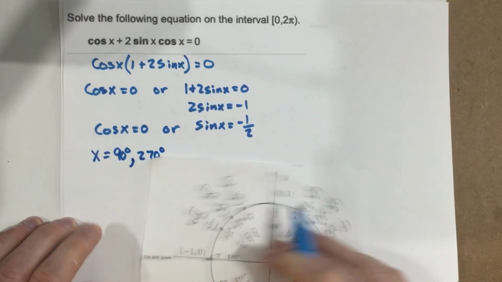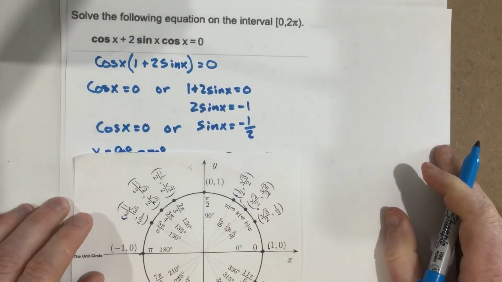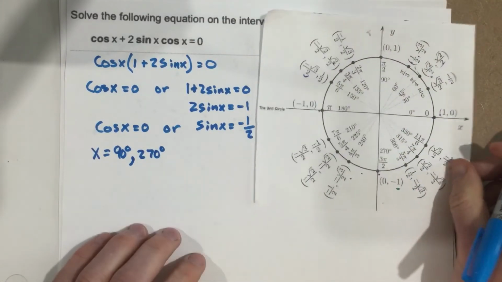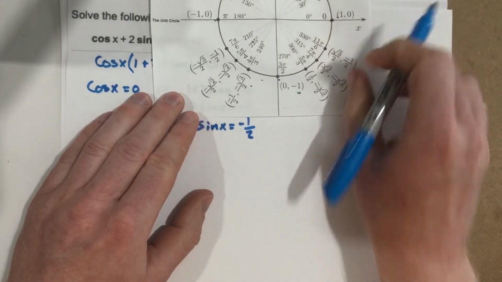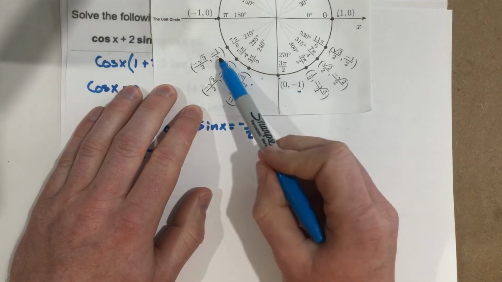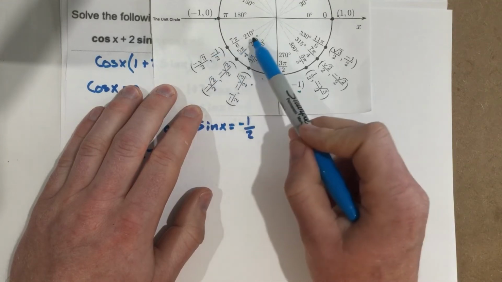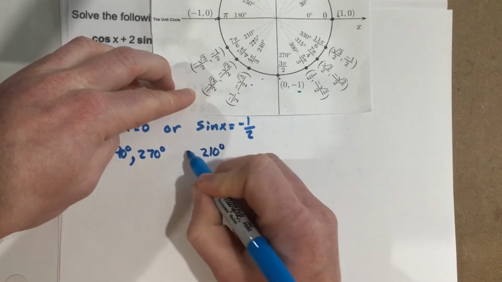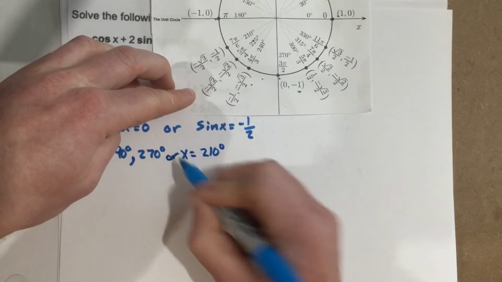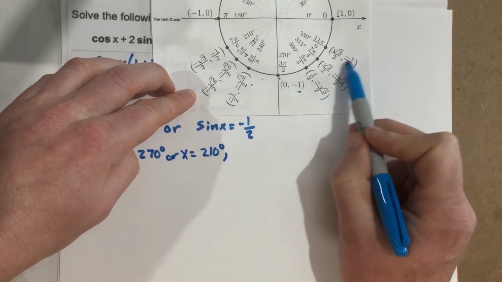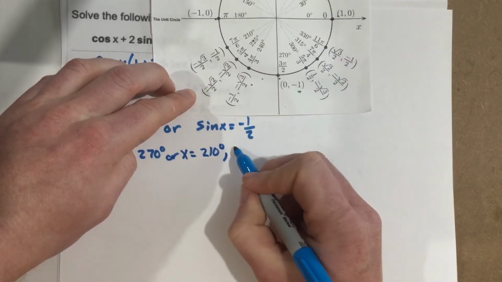And then on this side, if I look at sine, when is sine equal to negative 1/2? Well, I know sine is negative in the third and fourth quadrants. So if you look here, I've got sine being negative 1/2 at 210 degrees. So we can say 210 degrees. So x could equal this. Or if I look on this side, I've got sine being negative 1/2 at 330 degrees.